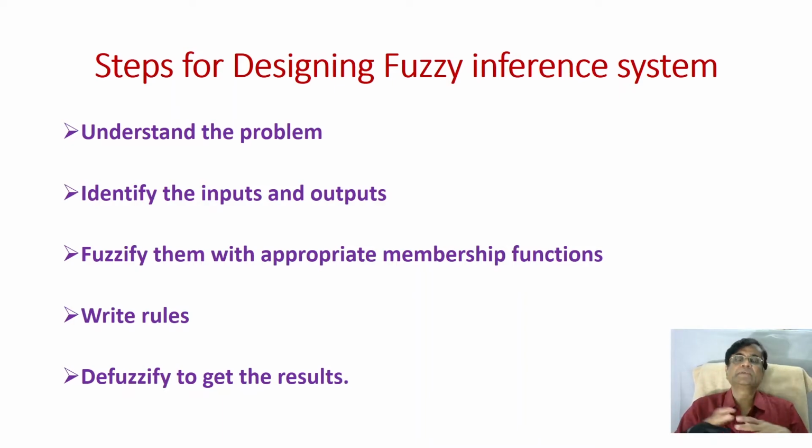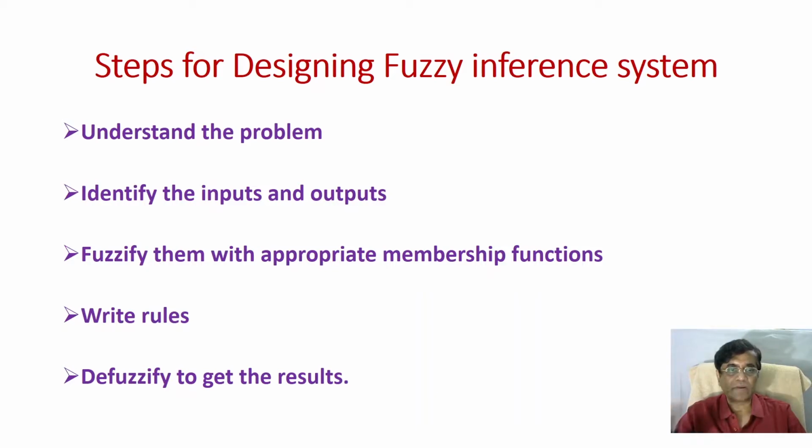So for actually designing any inference system, fuzzy inference system, like any other system designing, you will have to understand the problem. Then you need to identify the inputs and outputs. Then you need to fuzzify with appropriate membership functions. Then you need to write rules, very carefully, because here you are capturing the actual knowledge. If you write bad rules, performance will be poor. If you write rules very efficiently, then the performance of your inference system will be very, very accurate.